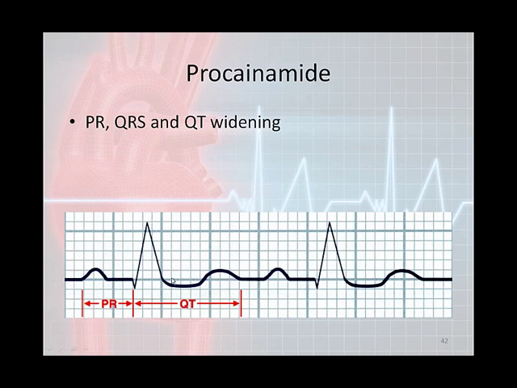This would be an example of Procainamide. Like I said, there's a widening of the PR interval. There's a widening of the QT interval here. This is definitely much wider, and the QRS could widen as well. So not only your PR interval, but your QRS and your QT could all become wider, all by administration of Procainamide.